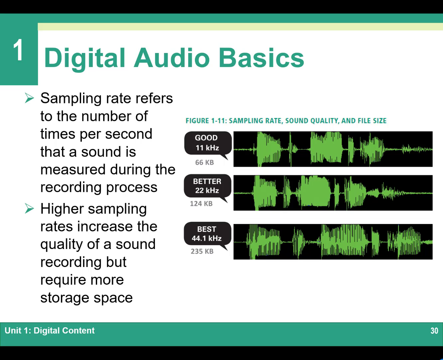And right below that, they represent the relative difference in file size. On the top one, the file size is 66 kilobytes, 124 kilobytes for the better, and 235 kilobytes for the best. And that's something you want to keep in mind if you're recording something. The higher the sampling rate is, the higher the amount of storage that is going to be required to store that information.